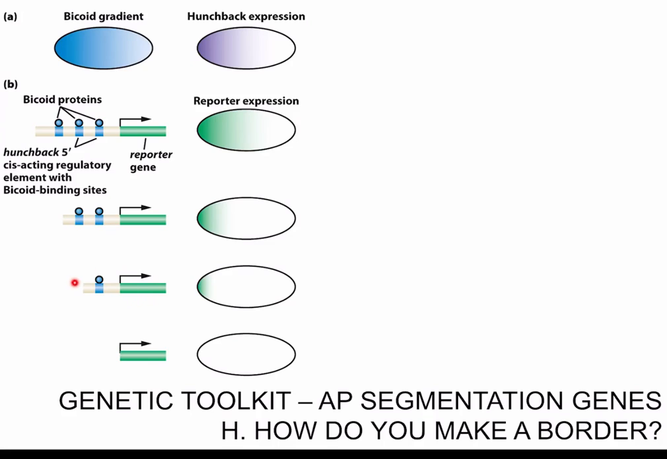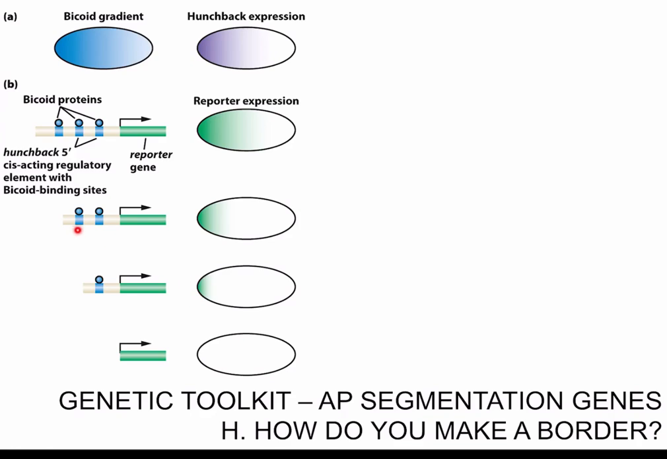And so when you have just one Bicoid binding site, you need a very large amount of Bicoid. And recall that there's more Bicoid in the anterior and less Bicoid in the posterior. You need a very large amount of Bicoid in order to recruit RNA polymerase and drive expression for hunchback.